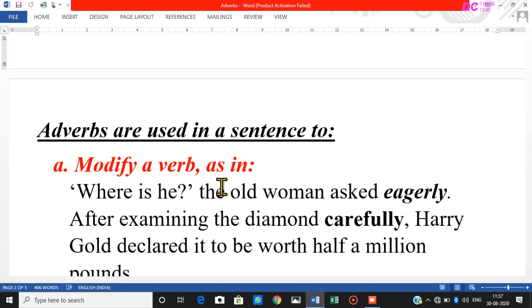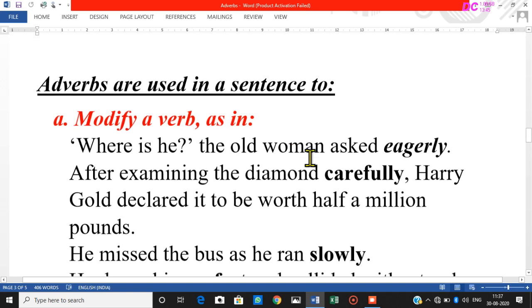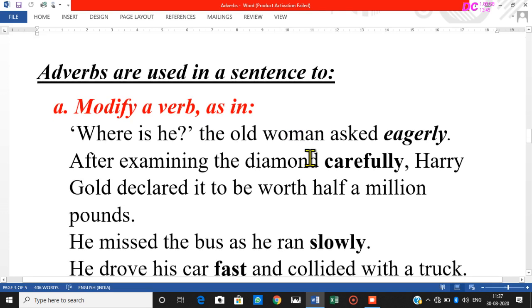First part, which I have already told you in the previous lecture, let me recap it once again. Modify a verb as in these sentences. Where is she? The old woman asked eagerly. Old woman ने पूछा इश्तियाक से, शौक से, तजस्सुस से. जो eagerly word है, it modifies the verb. This eagerly, it modifies this verb.